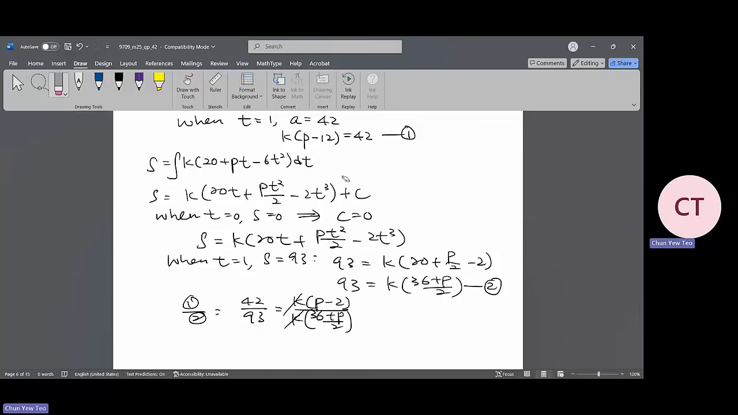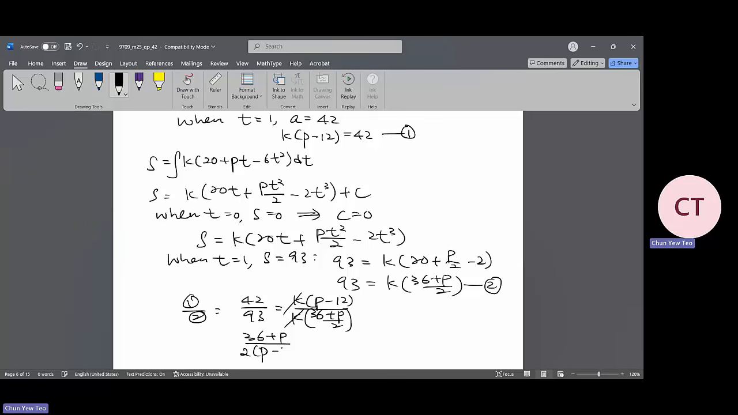Sorry, it's b minus 12, not b minus 2. This is b minus 12. So over here, we can simplify it so that we can get this as 36 plus b over 2 of the b minus 12 is equal to the 93 over 42.